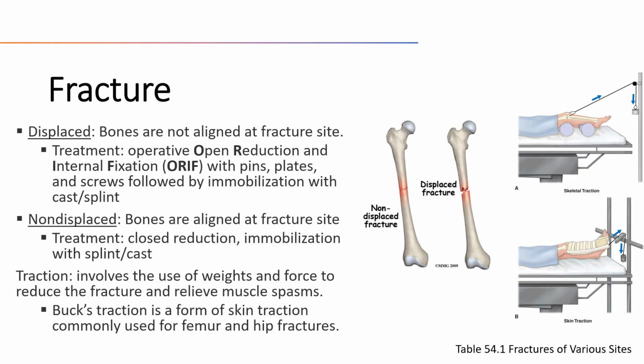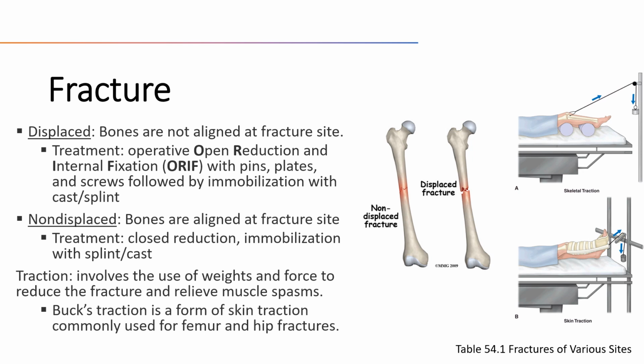What is a fracture? A fracture is defined as a disruption or a break in the continuity of bone. There are numerous classifications of fractures that you can see on table 54.1. They're assessed by appearance and confirmed by X-ray or CAT scan. A displaced fracture is when there's a malalignment of bone fragments at the fracture site.